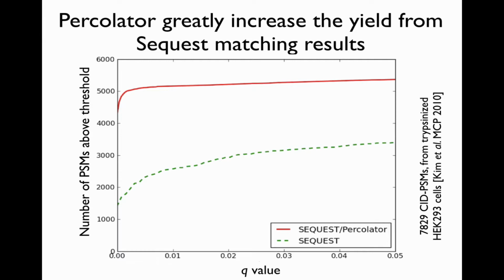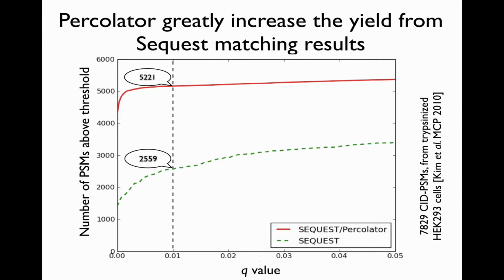So this led at the time to a phenomenal increase in the number of peptide spectrum matches we could get out of a set. Here's an example where we roughly see twice as many PSMs on the same score threshold using Sequest with a combination of Percolator as compared to using just bare bone Sequest.